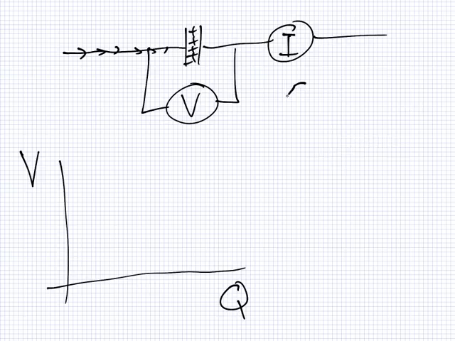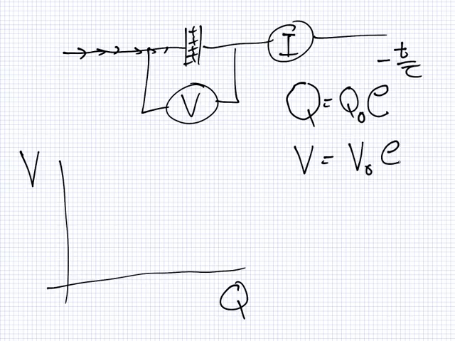Do you remember the formula for Q? It's Q0 e to the minus t over tau. And then V equals V0 e to the minus t over tau. Yes, we have these from last week. Now watch what happens if I divide these.